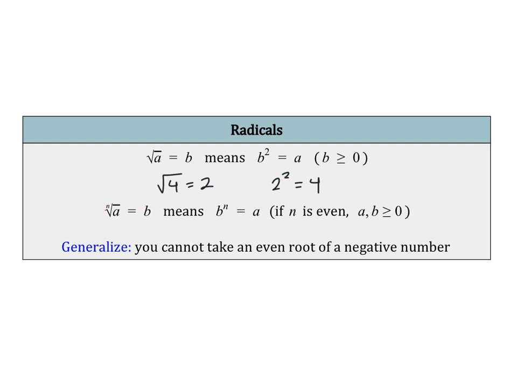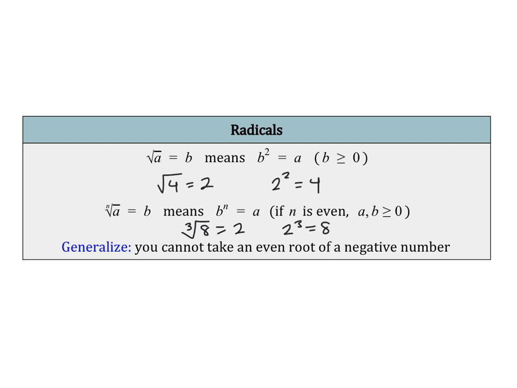And that means that if you have the nth root of a equals b, that means that b to the power of n equals a. So for example, with real numbers, we know that the cube root of 8 equals 2 because 2 cubed is 8.